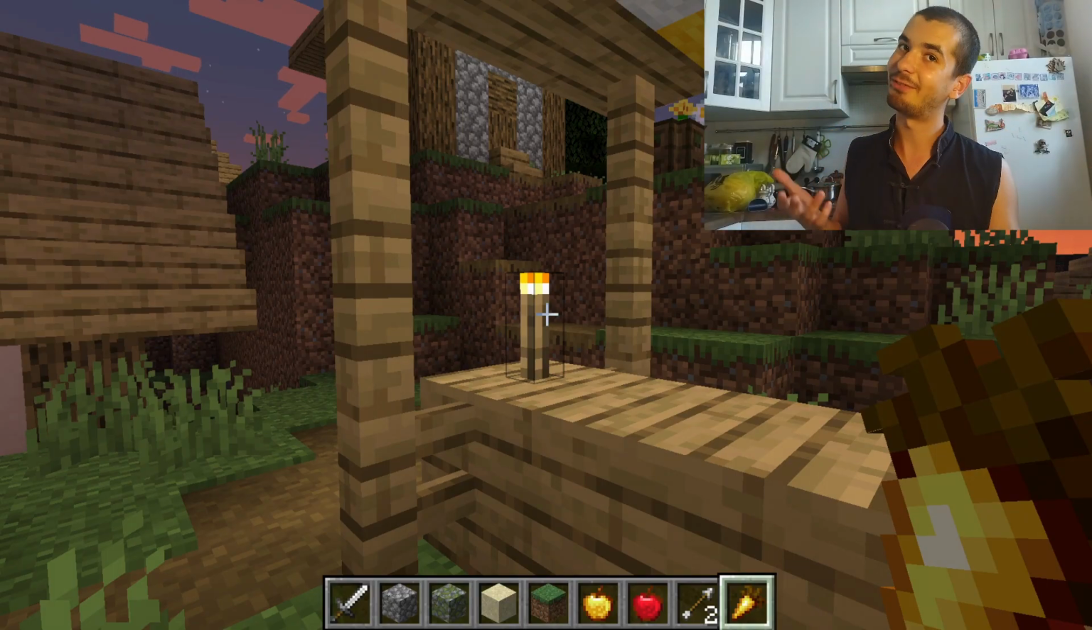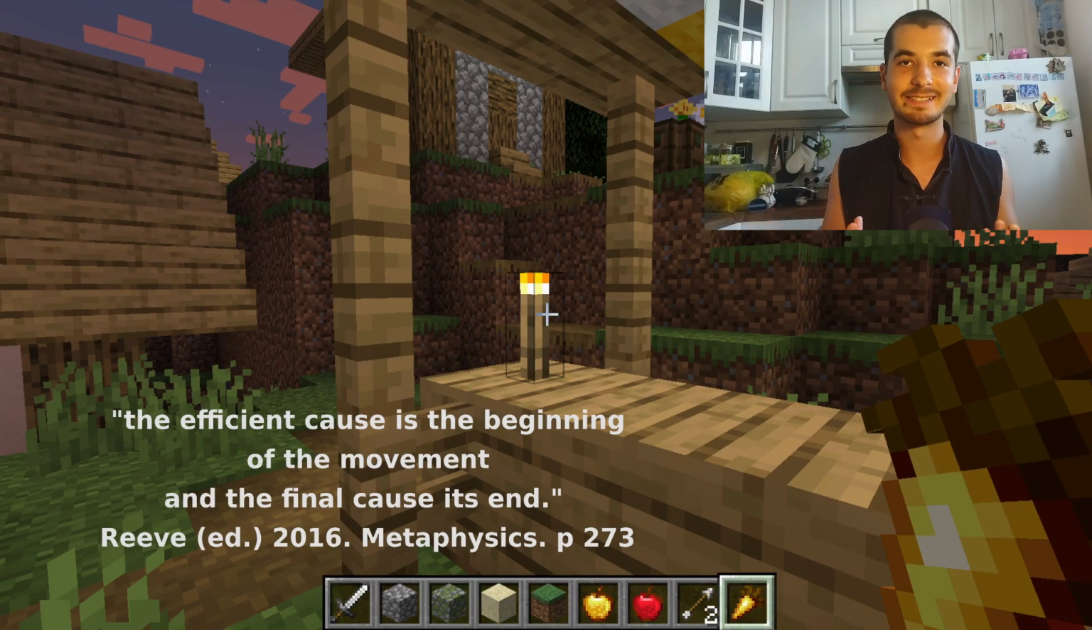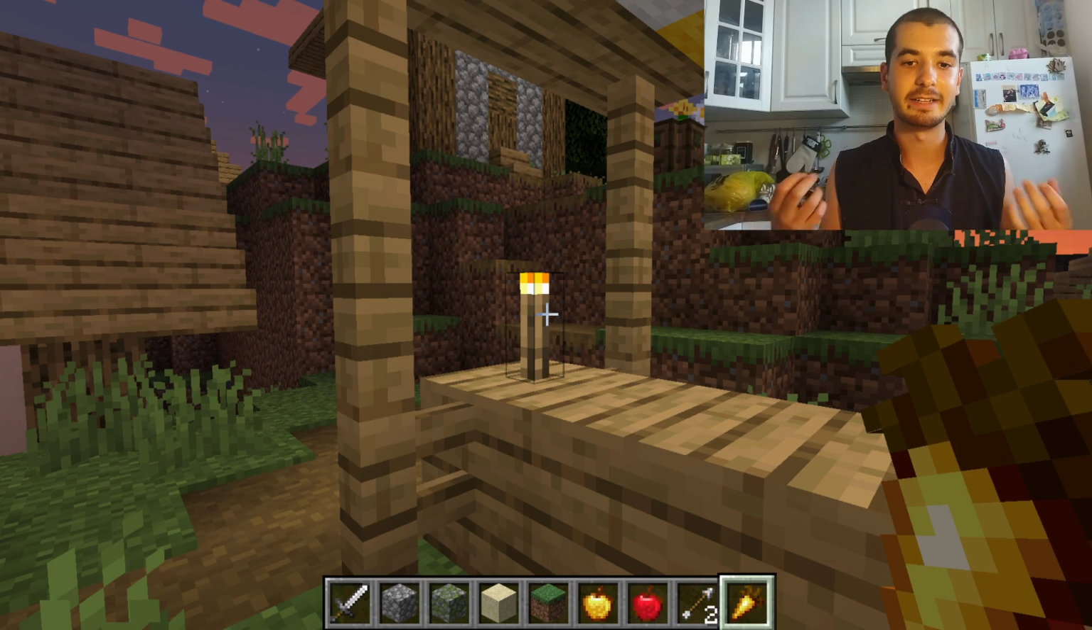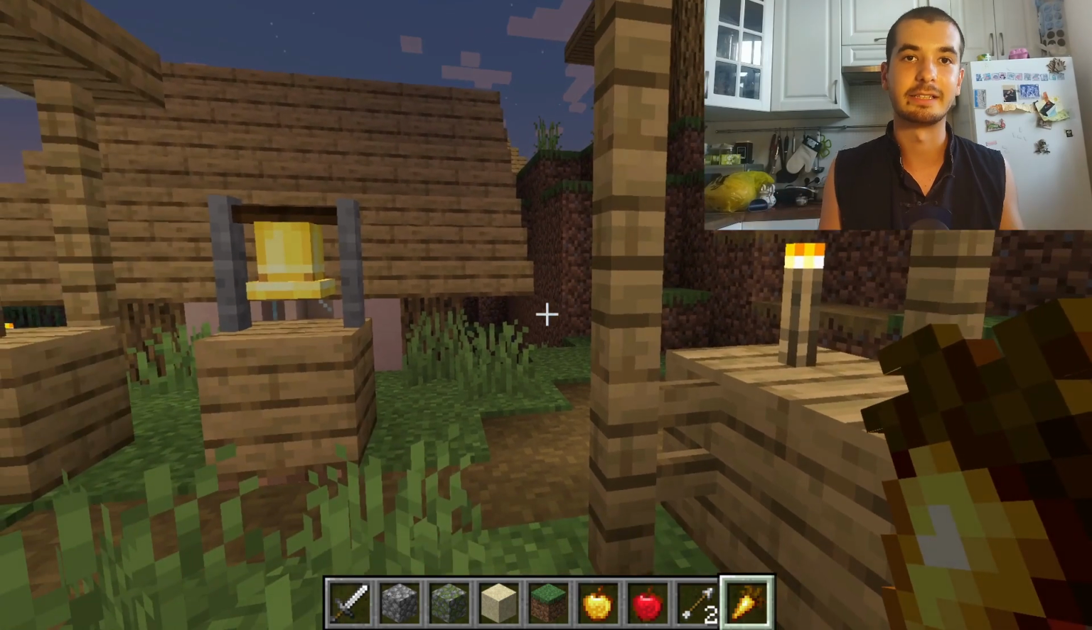And finally, the final cause is why it exists. For what reason, for what purpose does it exist? It exists in order to make light, to be a simple, carryable light object that emits light.